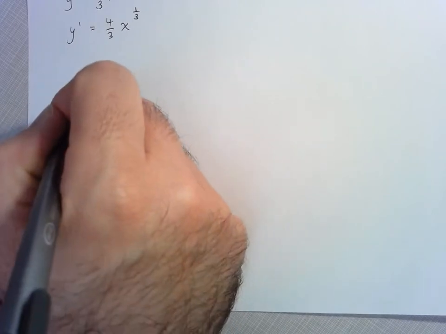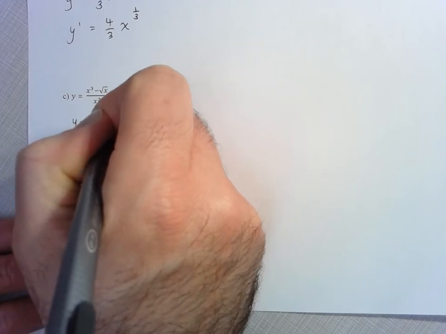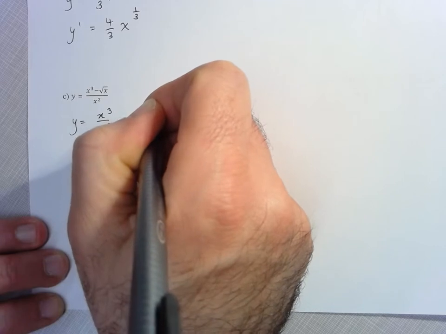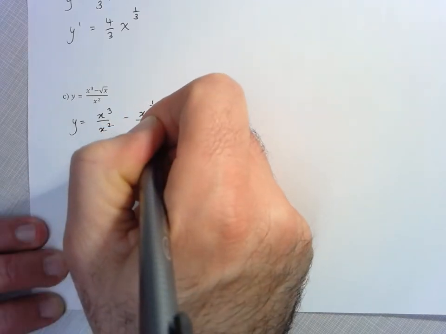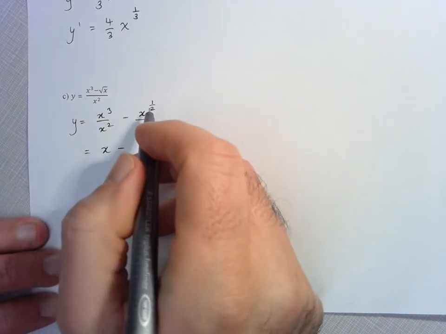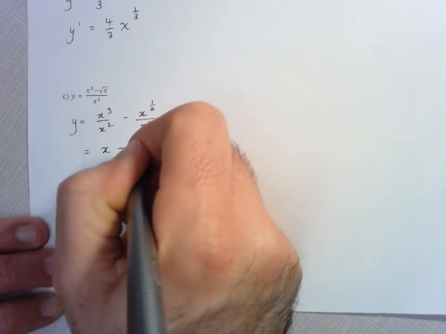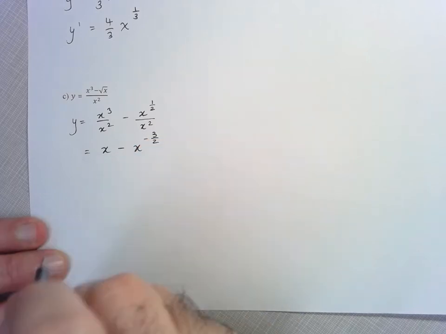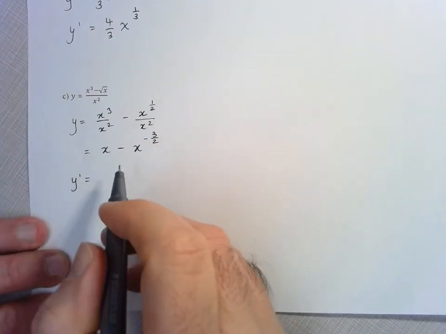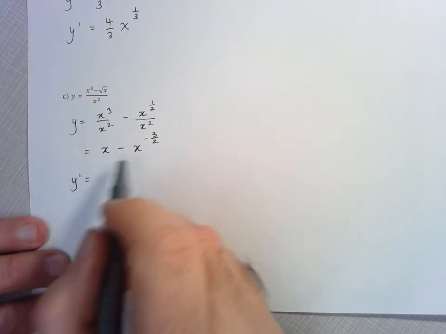But what we can do is a bit of algebra here. I can split this up into 2 fractions: x cubed over x squared minus root x over x squared, which again I'll write as an exponent so I can make use of the algebra that I know. This reduces to x, and minus, 1/2 minus 2 is like 1 over 2 minus 4 over 2, so that's x to the negative 3 over 2. Now I can take the derivative very easily because I've split it up into a difference of 2 powers of x, each of which I can find the derivative of.